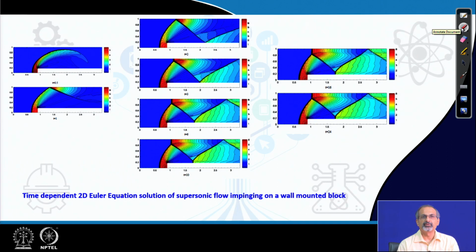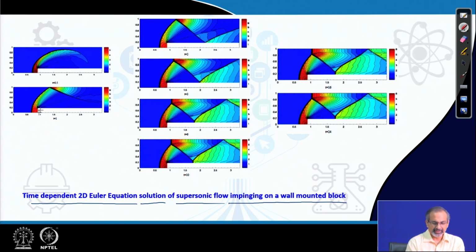We are showing one more example of an Euler equation solution, but here it is a time dependent 2-dimensional Euler equation solution. And what is the problem all about? It is a supersonic flow which is impinging on a wall mounted block. So, you have a rectangular domain here. You can make out that this is the length of the domain along the x direction. This is the height of the domain along the y direction.